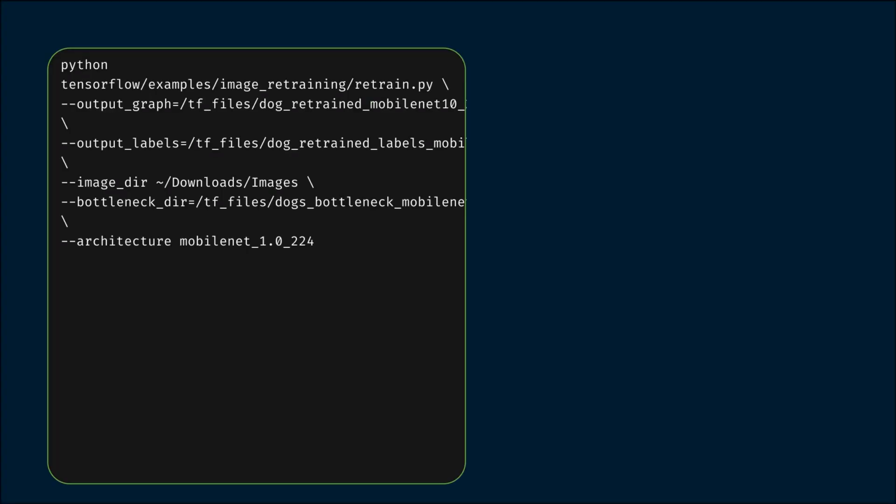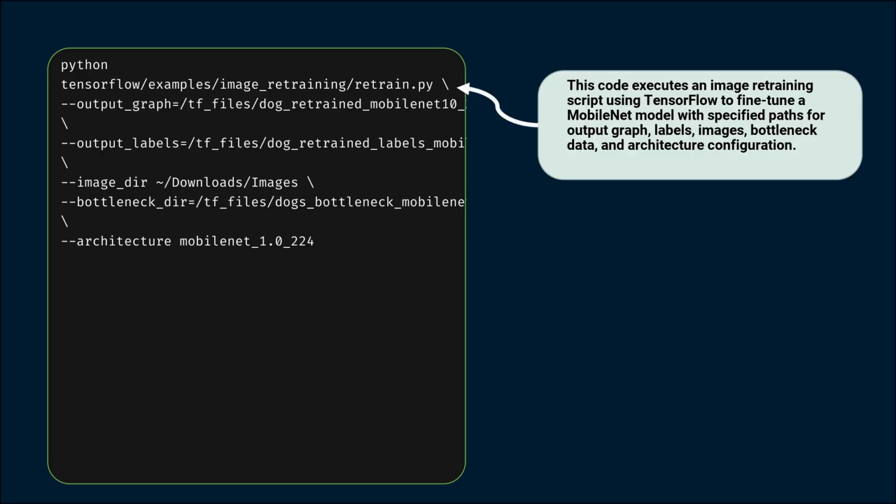Now let's implement the following command to retrain a Mobilenet model tailored to our custom dataset. This command will leverage TensorFlow's image retraining capabilities, aiming to create a new model fitted to recognizably classify images of dogs from our specified image folder.